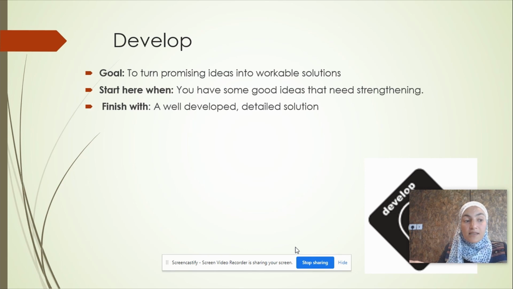Modify solutions as necessary to better meet the criteria. Identify key sources that will assist and resist implementation. With all this in mind, you can now create an action plan that details who does what and by when. Okay, so now the goal in this stage is to turn promising ideas into workable solutions. So we already have some good ideas, but here we need to strengthen these ideas, and we will finish with a detailed solution action plan.